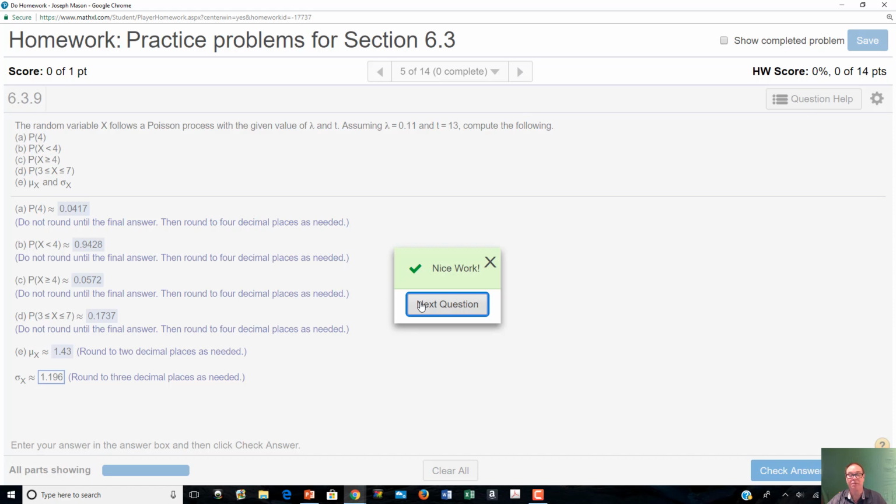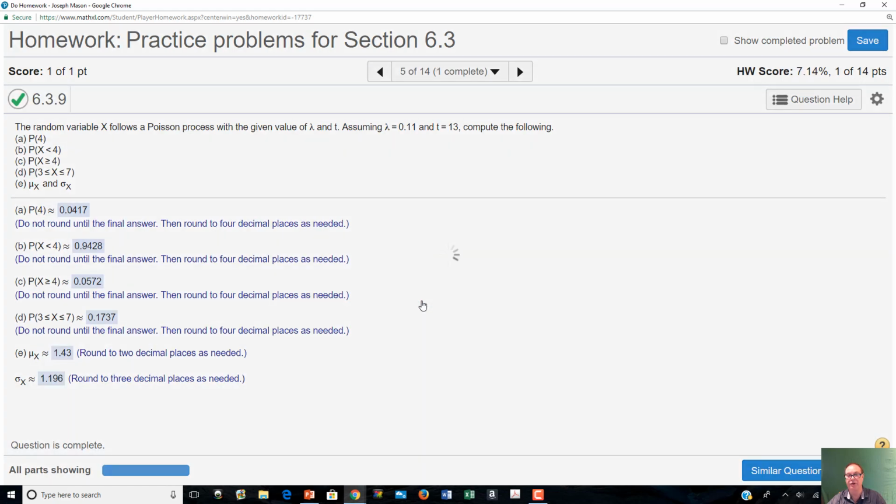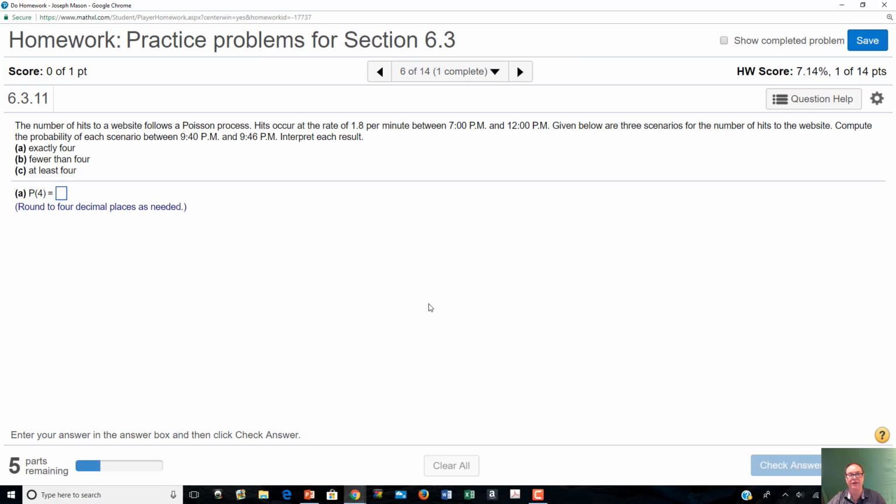Now the next problem is going to be very similar but with an added feature. So I want to do number 6. Now this time, the number of hits to a website follows a Poisson process. Hits occur at a rate of 1.8 per minute between 7 p.m. and 12 p.m. Given below are 3 scenarios for the number of hits to the website. Compute the probability of each scenario between 9:40 p.m. and 9:46 p.m. Interpret each result.